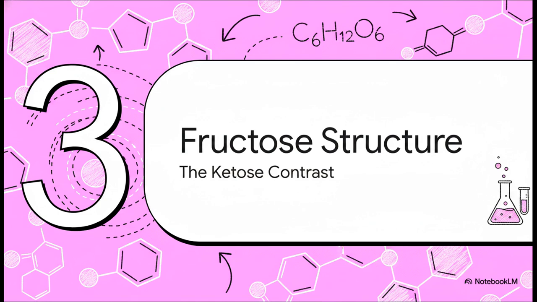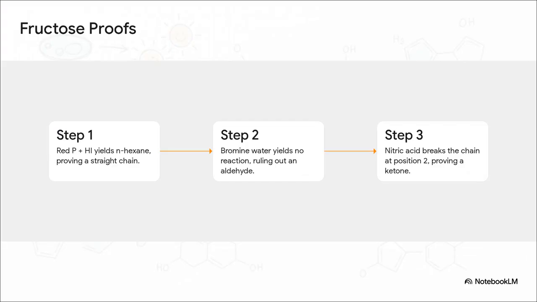Now we're going to contrast glucose with fructose. So, remember our straight chain test? Just like glucose, treating fructose with red phosphorus and HI yields n-hexane. Straight 6-carbon chain confirmed. But okay, major exam alert right here. Test makers absolutely love asking why bromine water yields 0 reaction with fructose. The answer? It's simply because fructose doesn't have that easily oxidizable aldehyde group.